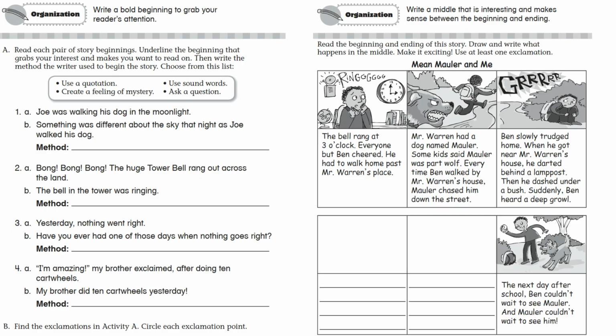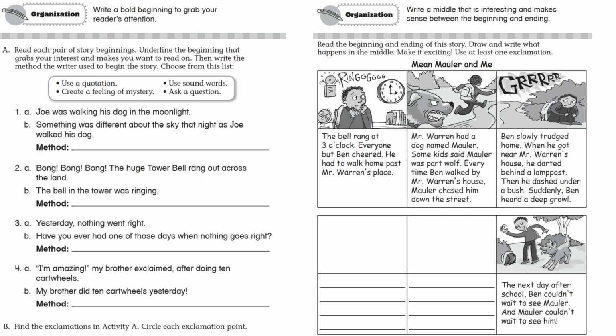Let's look at the first pair. One sentence says, Joe was walking his dog in the moonlight. The other says, something was different about the sky that night as Joe walked his dog. The second one is more interesting because it creates a feeling of mystery. It makes the reader wonder, what was different? What is going to happen?